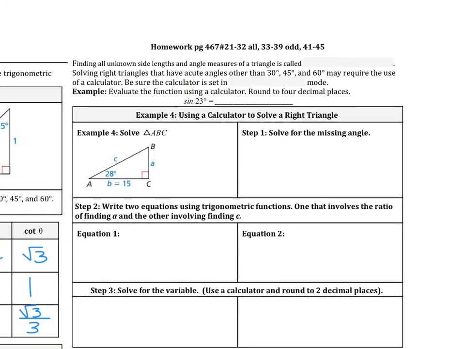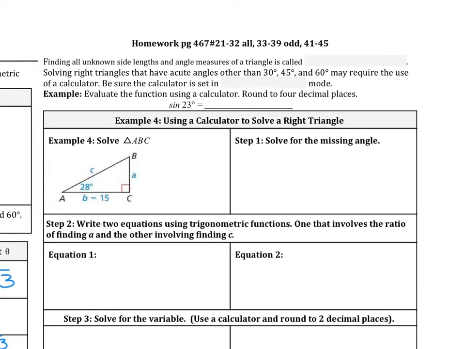Finding all unknown side lengths and angle measures of a triangle is called solving the triangle. Solving right triangles that have acute angles other than 30, 45, and 60 may require the use of a calculator. You have to be sure the calculator is set in degree mode because we are looking at degrees.